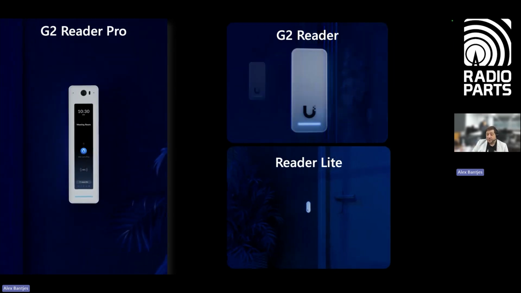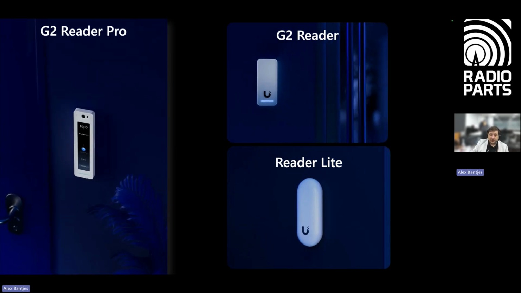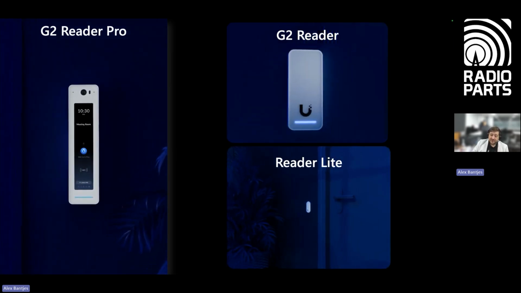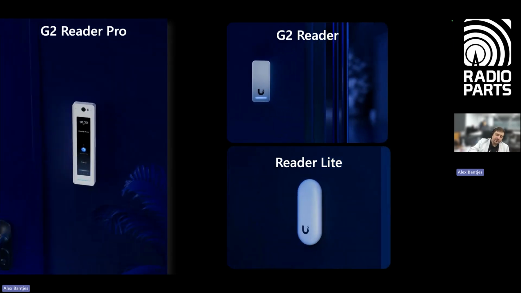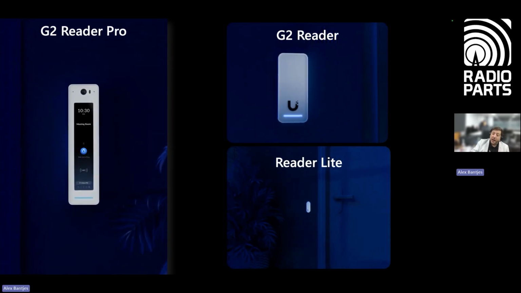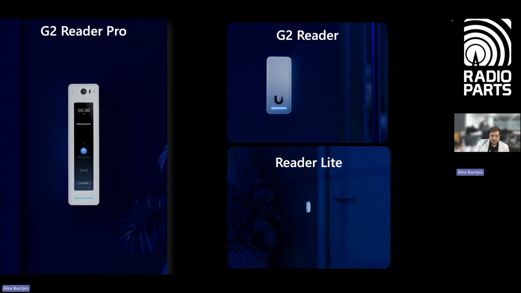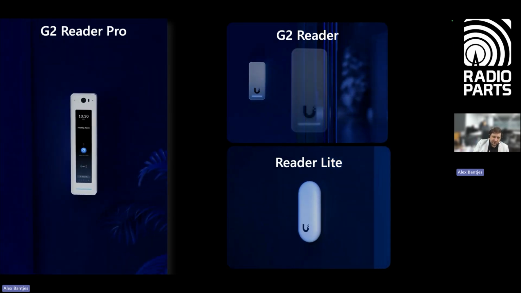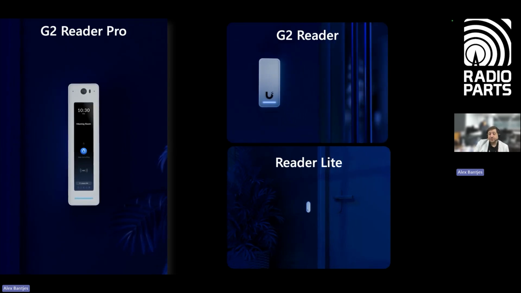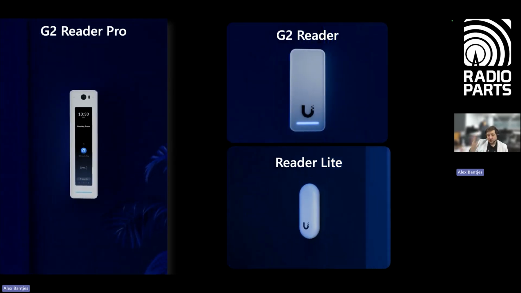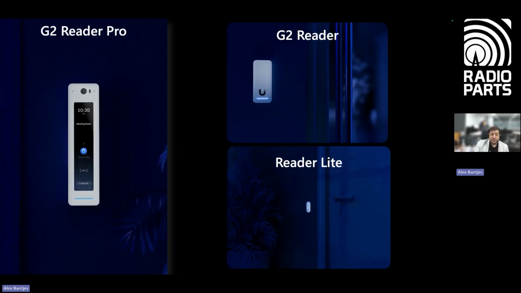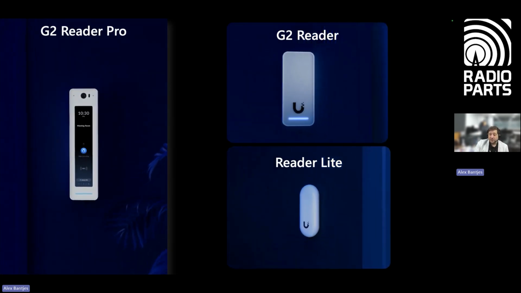So the G2 Reader Pro is the second generation of Ubiquiti access control products, and essentially the idea behind it is to be outdoor capable. The first generation wasn't great. You had to put it under cover, etc., in order to make it waterproof. Second generation is very mature. It is fully ruggedized. It is weatherproof, etc. So the Reader Pro is very good for installing outdoors.